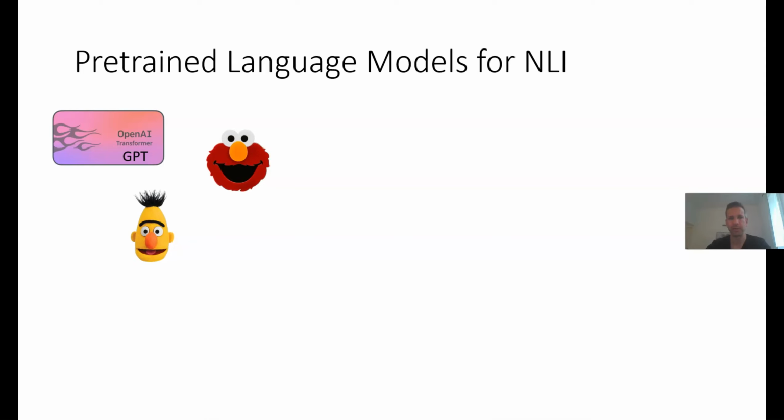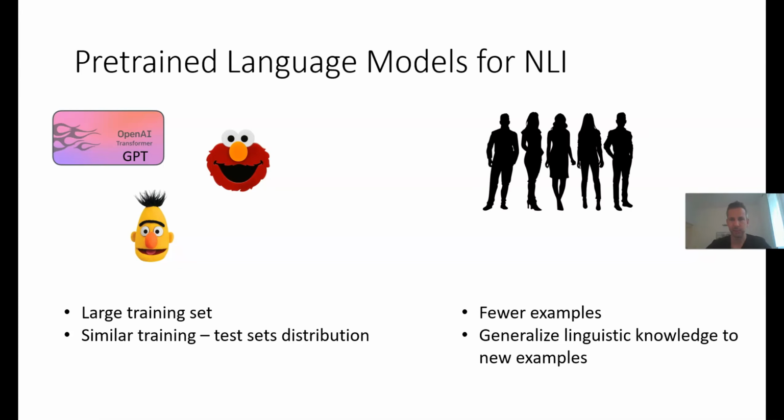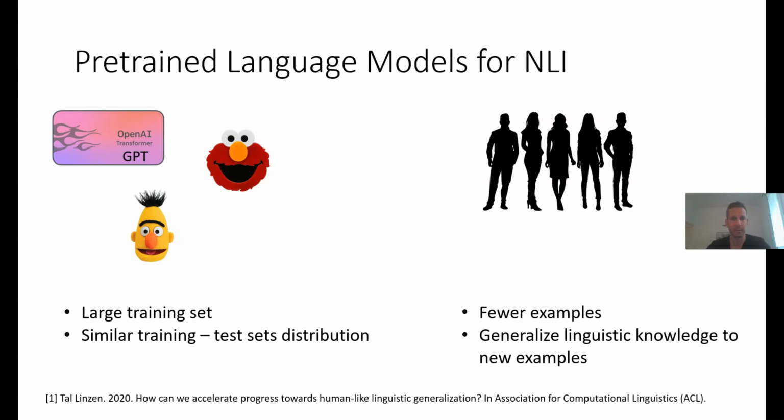Transformer-based pre-trained language models such as BERT and GPT have recently achieved human-level performance on standard NLI benchmarks. However, the performance on this complex task is achieved in part thanks to large training sets that facilitate learning of dataset-specific biases and correlations, and thanks to the similar distributions between the training and the test sets that reward such models. This contrasts with humans. We, humans, can learn from a small number of examples thanks to our ability to generalize linguistic knowledge to examples that are new to or infrequent in the training data, as discussed in Linzen's paper.